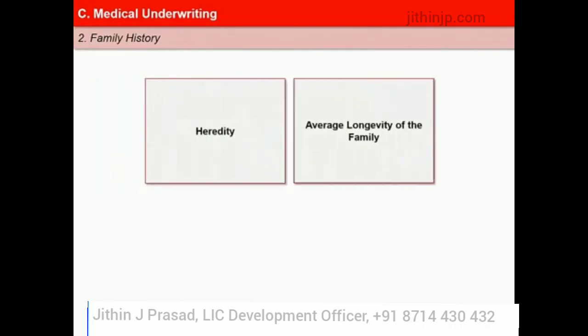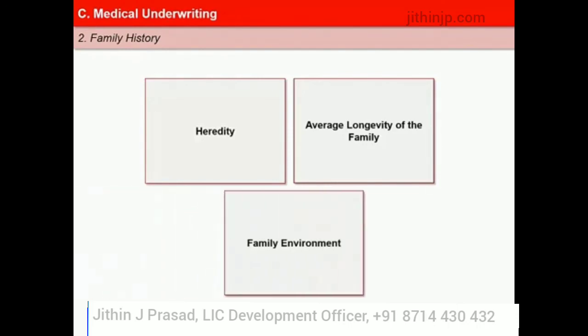The impact of family history on mortality risk has been studied from three angles. First is heredity. It refers to certain diseases that can be transmitted from one generation to another, say from parents to children. Second is average longevity of the family. It refers to certain cases where the parents have died early on account of certain diseases like heart trouble or cancer, so it becomes a pointer that the offspring may also not live long.